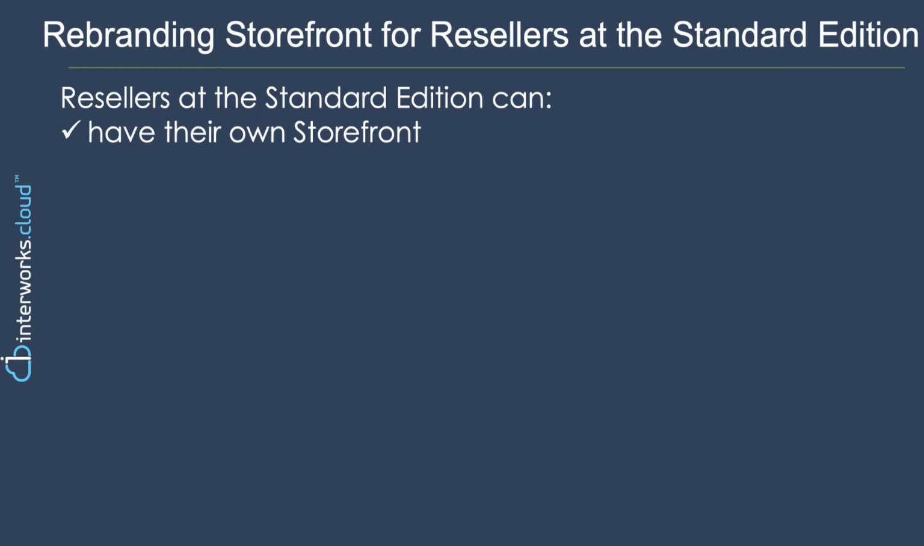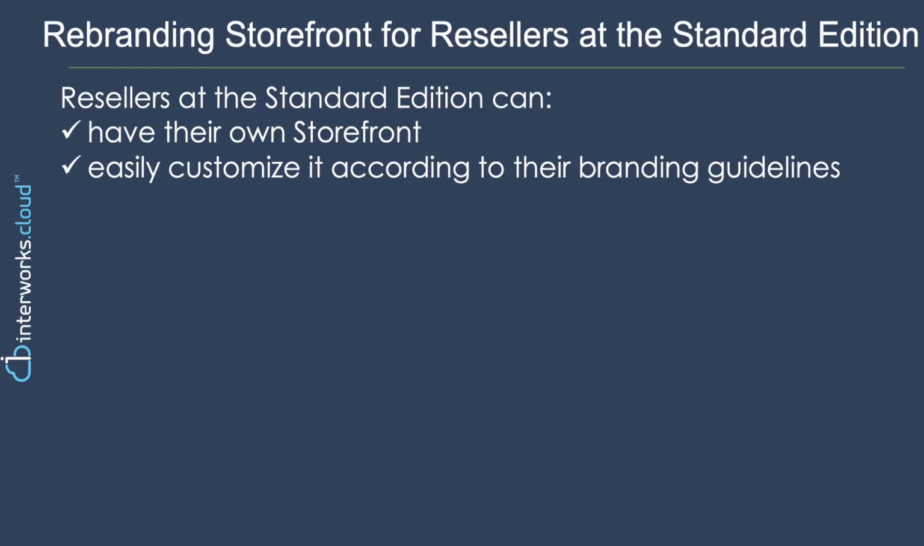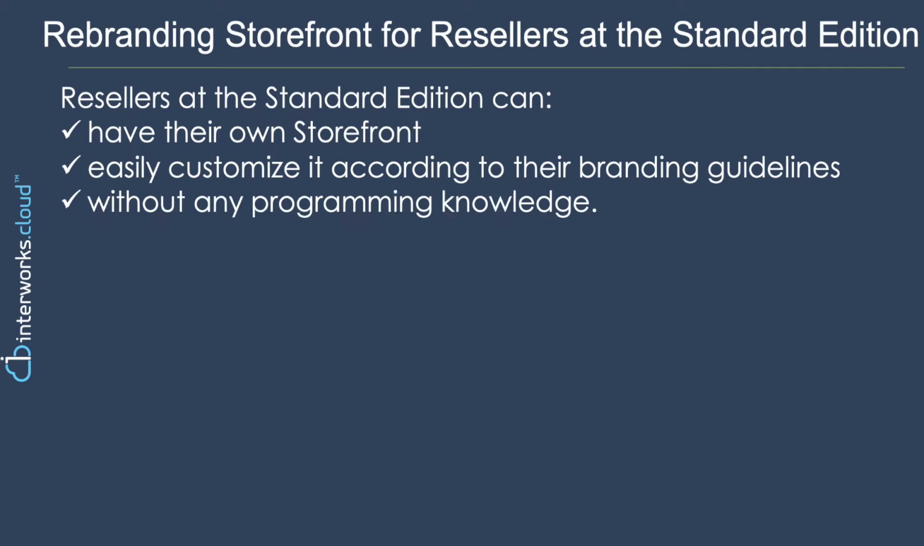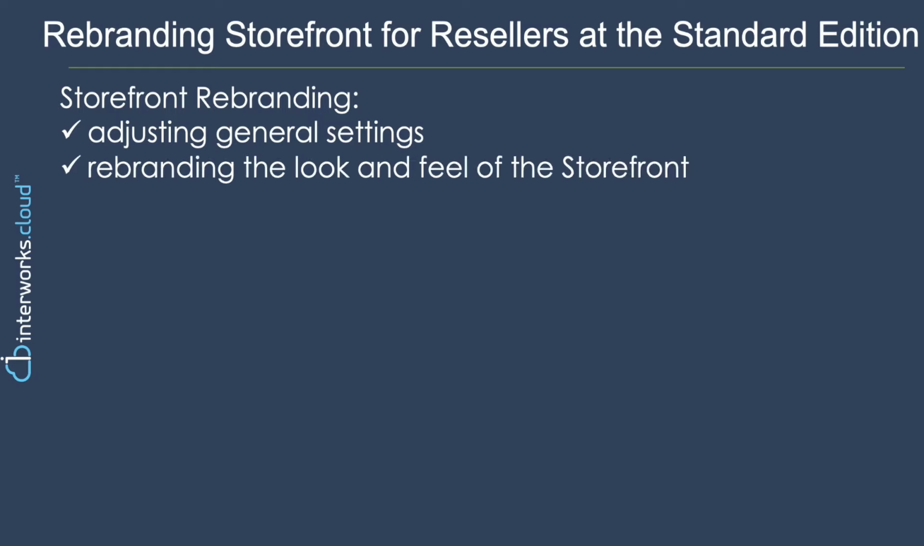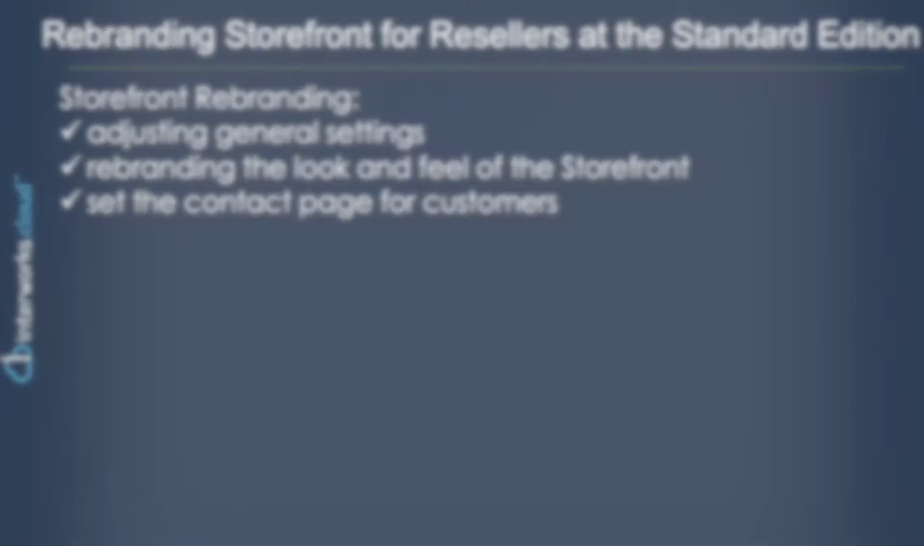One of the most important benefits for resellers of the Standard Edition is that they obtain their own storefront, which can be easily and fully customized according to their branding guidelines without any programming knowledge. The objective of this video is to explain how resellers of the Standard Edition can configure and rebrand their storefront by adjusting general settings, rebranding the look and feel of the storefront, and set the contact page for customers.